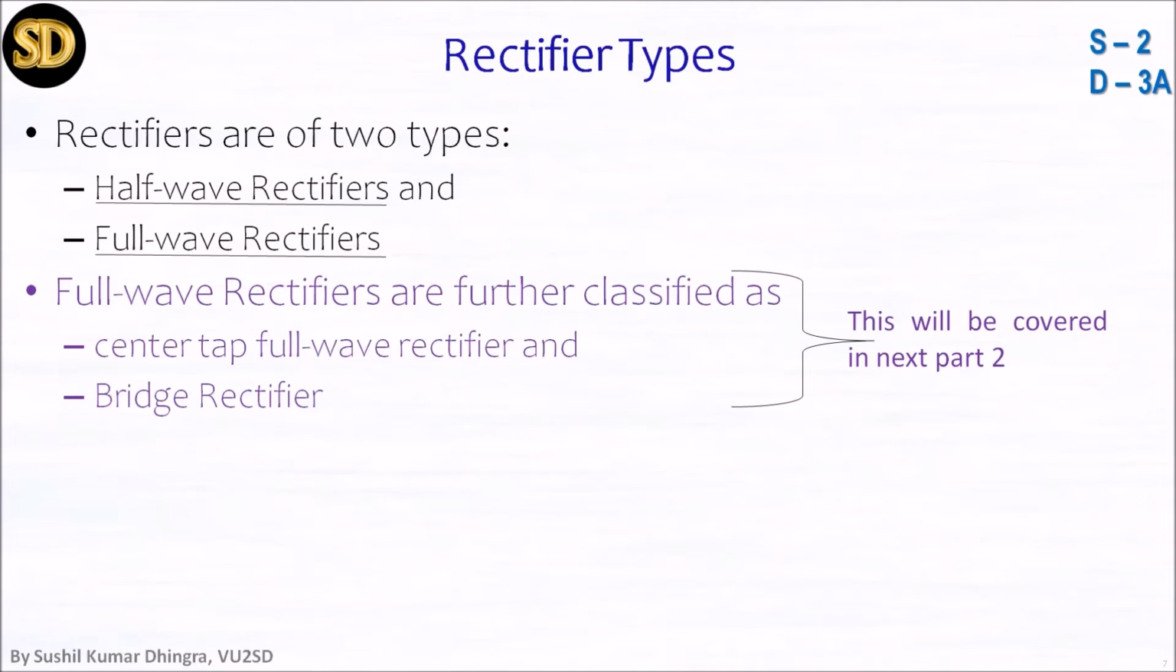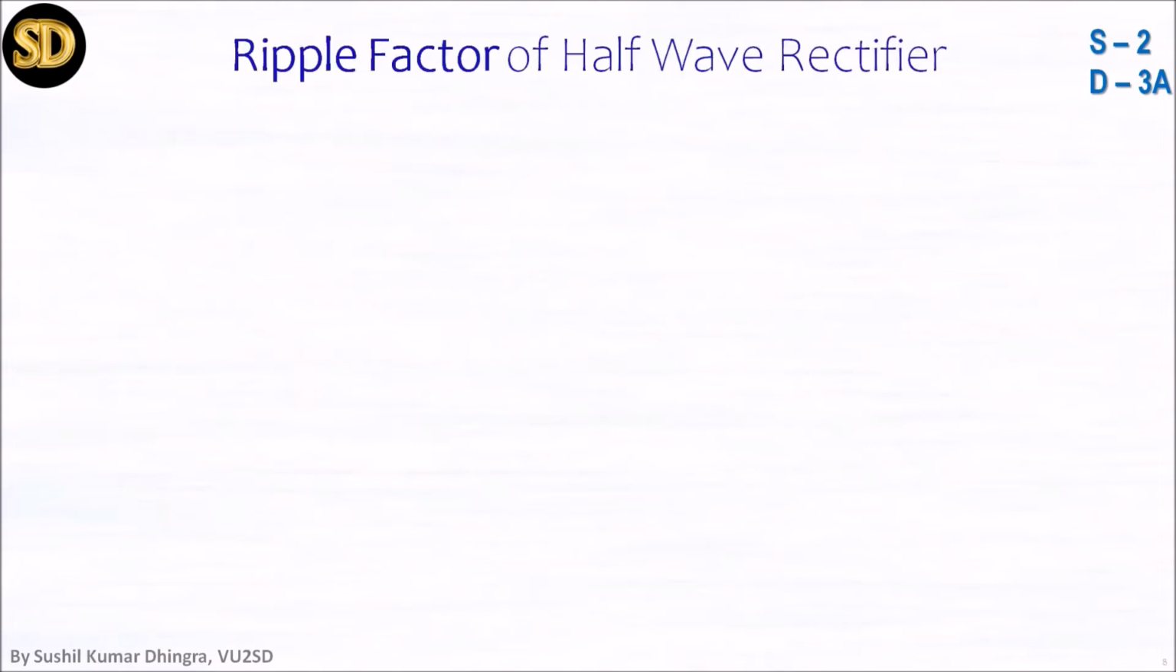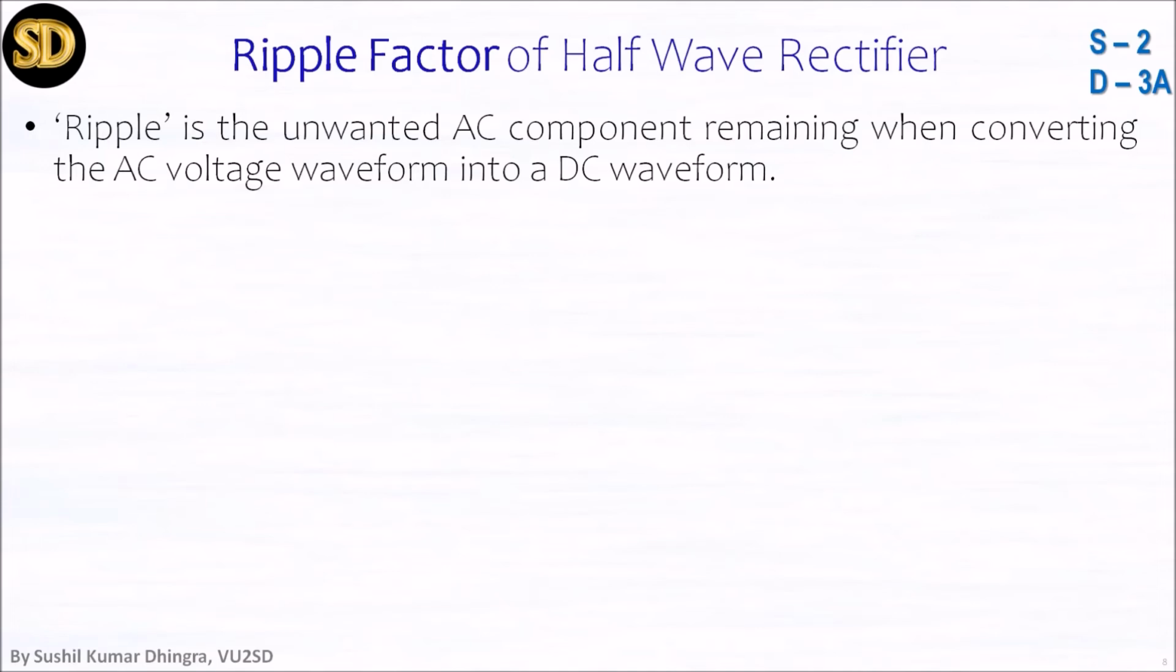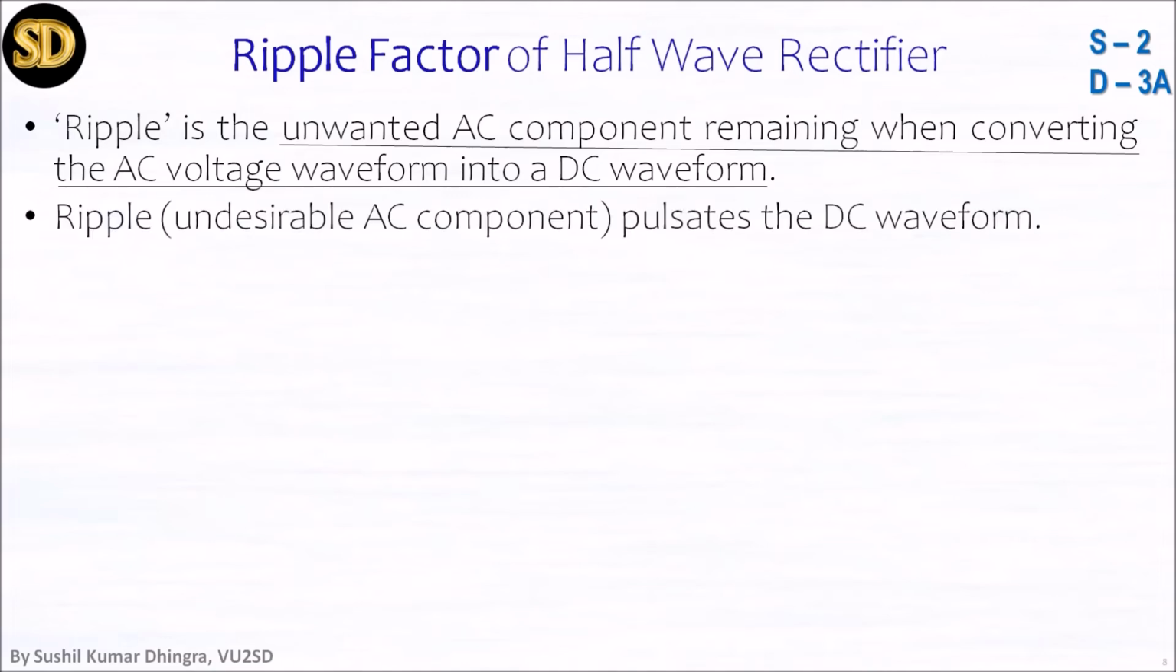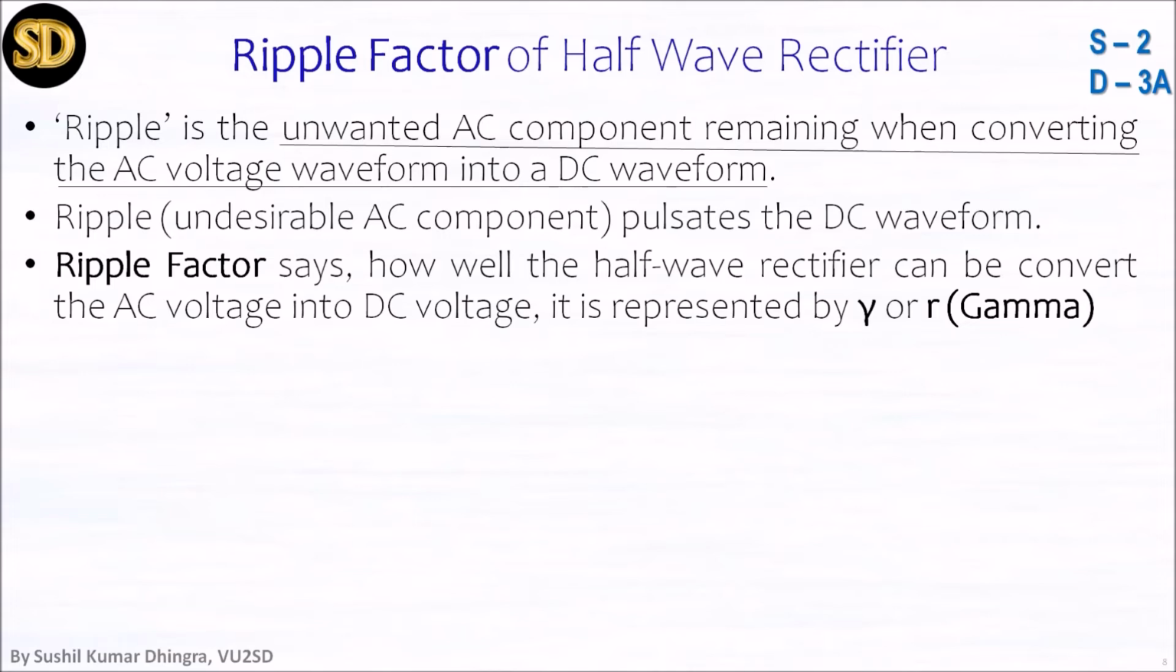Just coming to the other parameter, the ripple factor of a half wave rectifier. Ripple is an unwanted AC component remaining when converting the AC voltage waveform into a DC waveform. Ripple, an undesirable AC component, makes the DC waveform pulsate. The ripple factor says how well the half wave rectifier can convert the AC voltage into DC voltage. It is represented by the letter gamma.